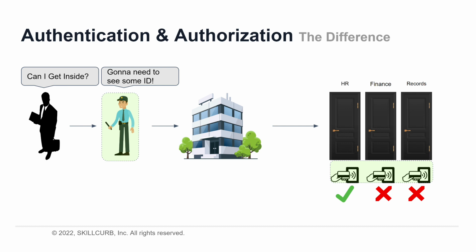Then once you're inside the building, you have a defined access to certain parts of the building, but are not allowed to go into other parts. In this example, say for example you work in the Human Resources Department. You would not have access to the Finance or Records departments. If you try to swipe your card and enter those sections of the building, you would be denied entry. In other words, you are not authorized to go into those areas. This is what is known as authorization, the permission and scope of access defined for or given to you.